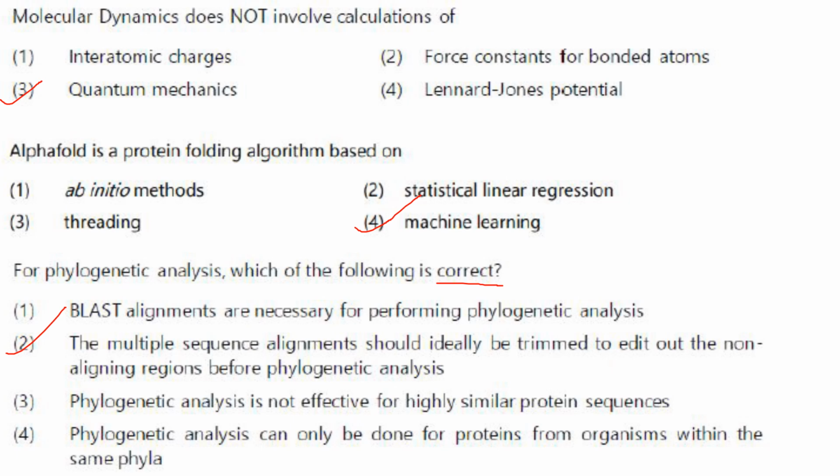Then phylogenetic analysis is not effective for highly similar protein sequences. They are effective. So 3 is also not correct. Phylogenetic analysis can only be done for proteins from organisms within same phyla. No, they can be used for different phyla, kingdoms and even domains. So option 2 is the answer.